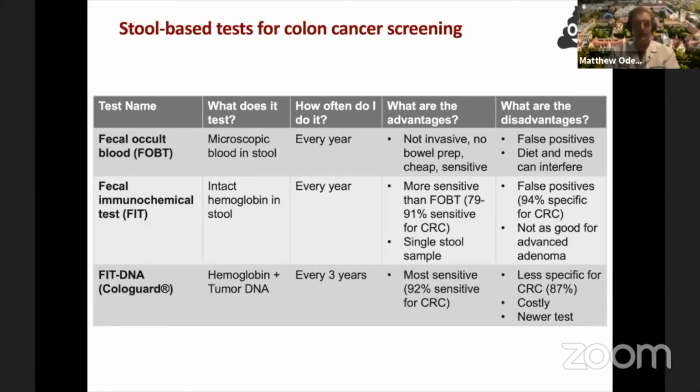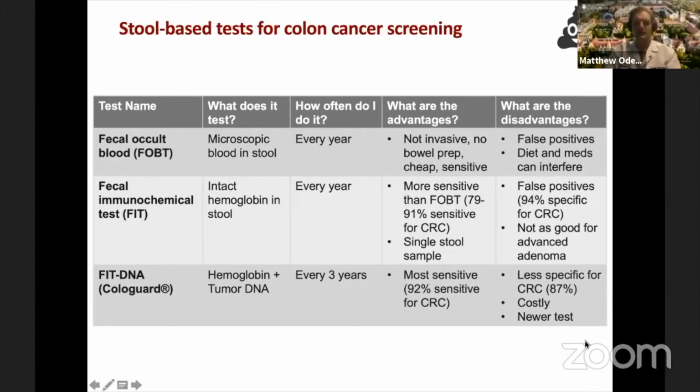This is more sensitive than FIT testing, about 92% sensitive for colorectal cancer, but it is less specific, so there are more false positives. It's a bit more costly than either one of the other tests, and it's a newer test. So we as gastroenterologists and primary care doctors are still learning exactly how to interpret this test, how to follow up negative tests, when to follow it up, and how to follow up positive tests even.